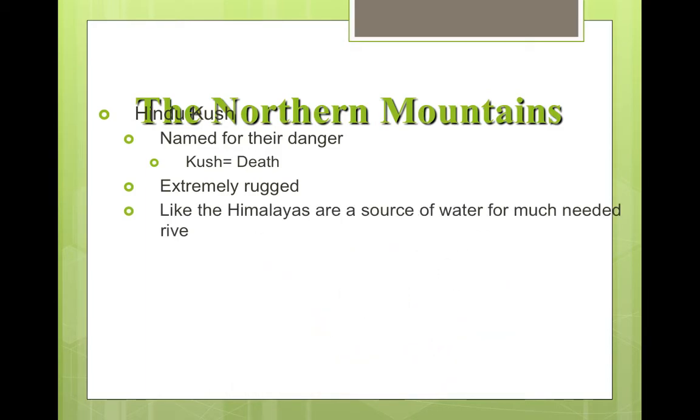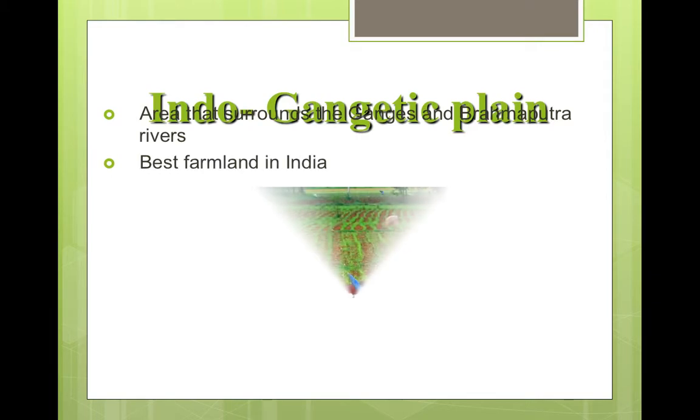They are a source of water for the rivers in India, which then leads us to the second range of the geography in India, which is the plains. The Indo-Ganges Plains are getting their water from two rivers, and this area is going to be essential to creating a water supply and farming in India. So this is referring to the area around the two river systems. This is the best farmland in India.